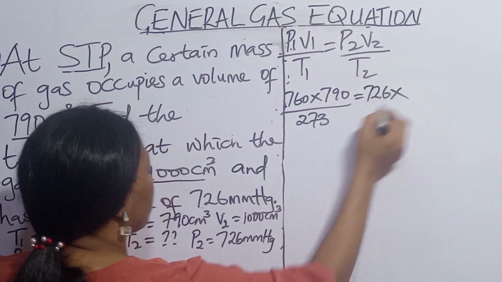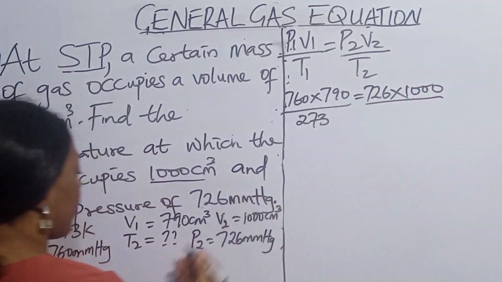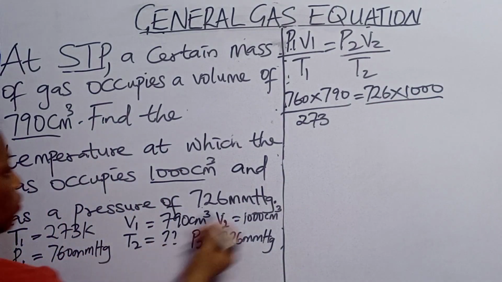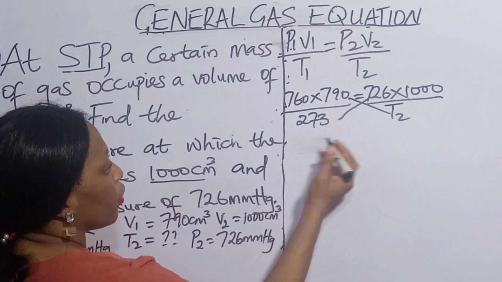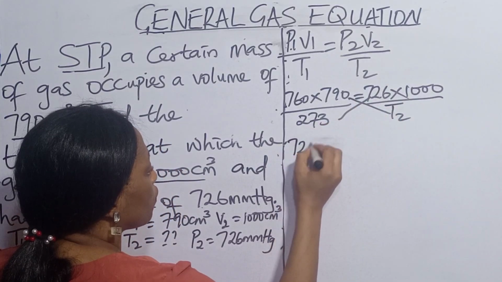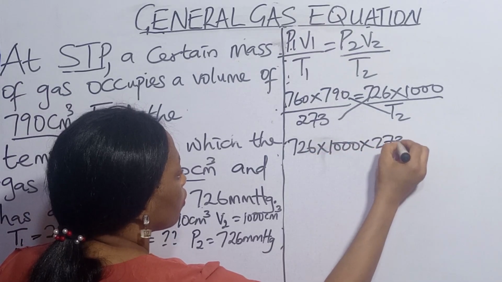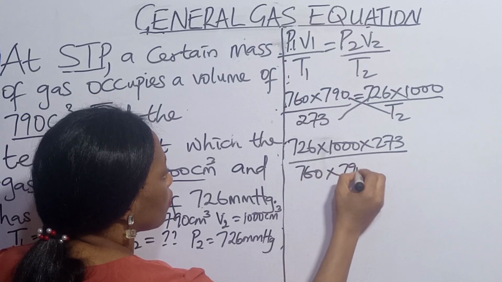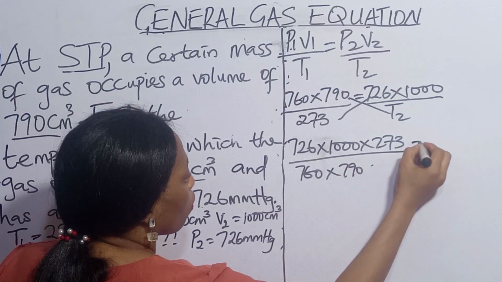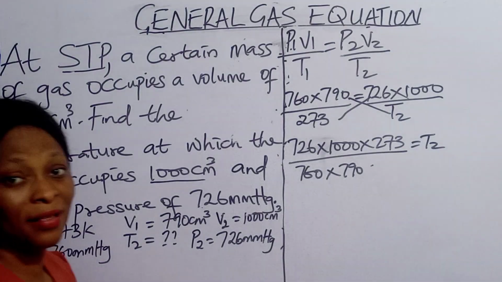726 times V2, 1000 divided by T2. That's what we are looking for. So we are going to cross multiply. We are going to have that 726 times 1000 times 273 divided by 760 times 790 is equal to T2. I hope we understood the mathematics I solved.